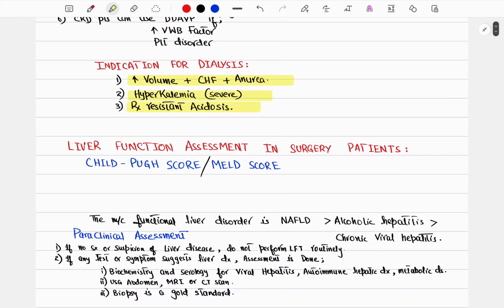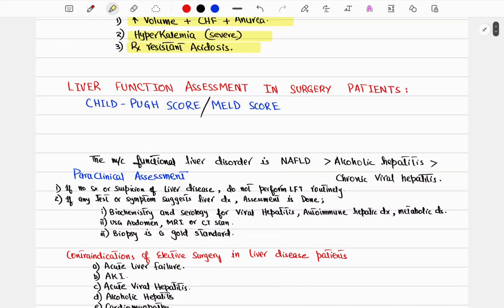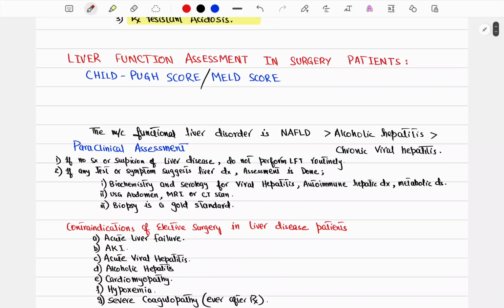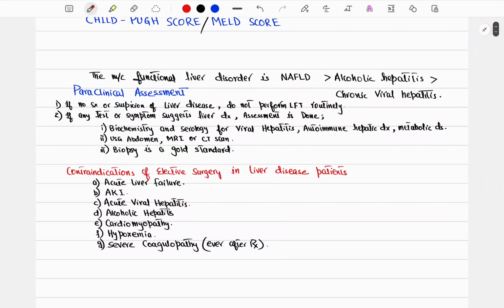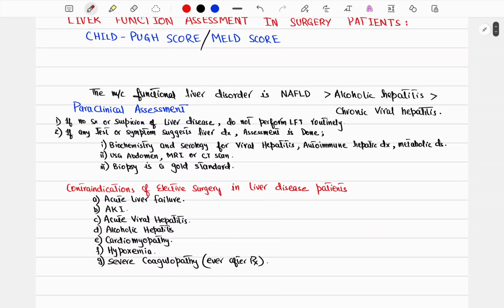Now, liver function assessment in surgical patients is done by scores, for example the Child-Pugh score and the MELD score. These are the tools by which we can assess liver function. First we have to know some common problems. The most common liver disease is non-alcoholic fatty liver disease, followed by alcoholic hepatitis, followed by chronic viral hepatitis.